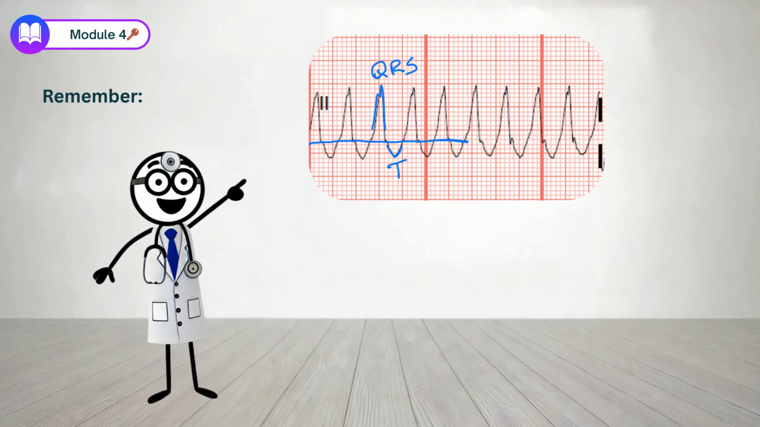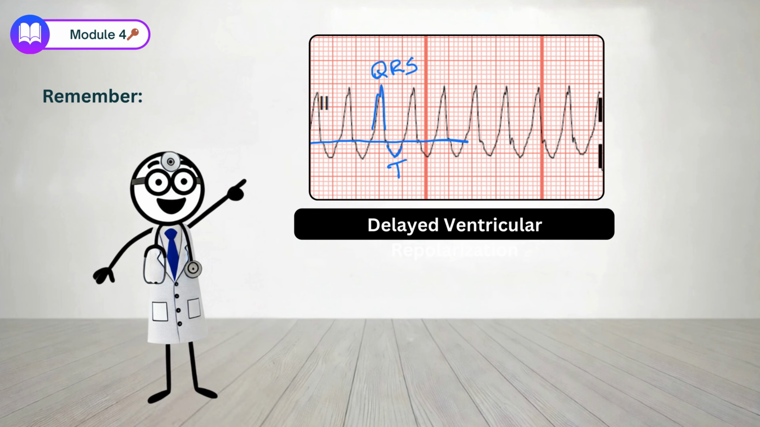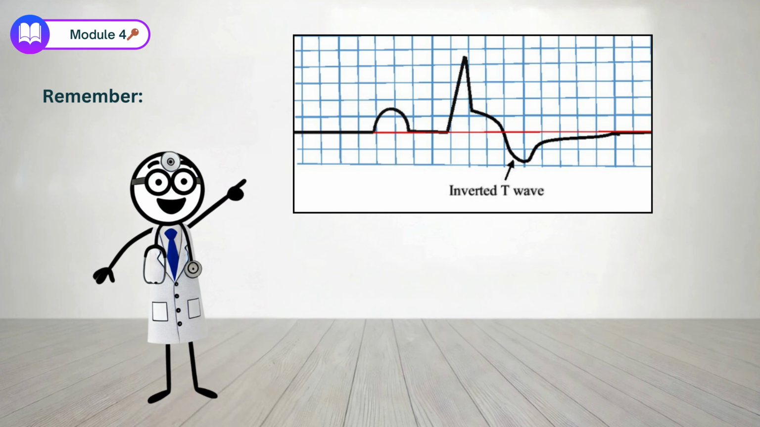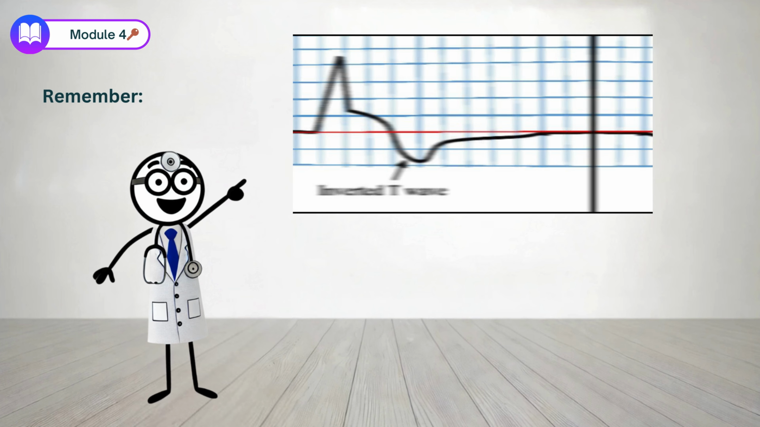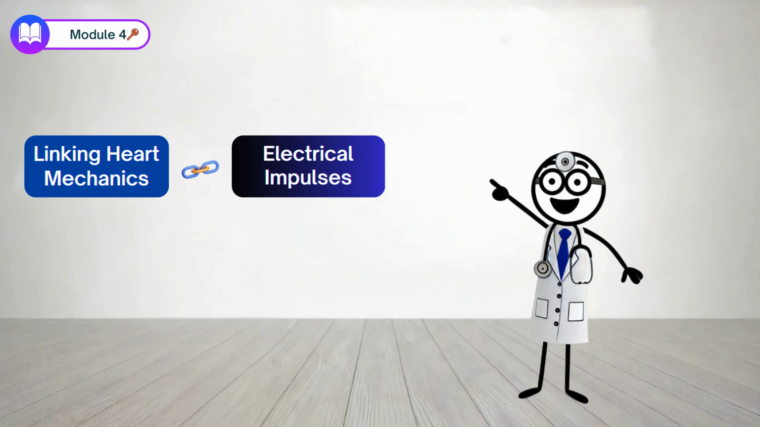For example, if the QRS complex is too wide, it may suggest delayed ventricular contraction. If the T wave is abnormal, it could indicate problems with recovery, like ischemia. By linking what we see on the ECG to the actual function of the heart, we can move beyond memorization and start thinking like true clinicians.